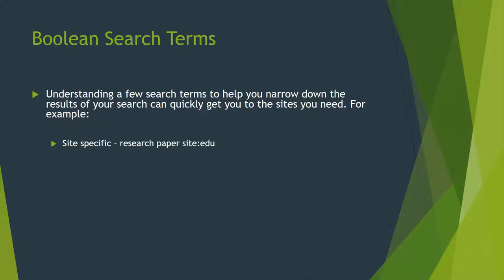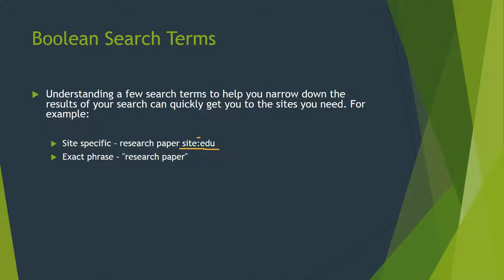So, for example, if I want to return a specific type of site, so I want to return a university or a government site, then I can type the word site followed by a colon and then the type of site I want. So site colon edu, no spaces, will return only edu sites.